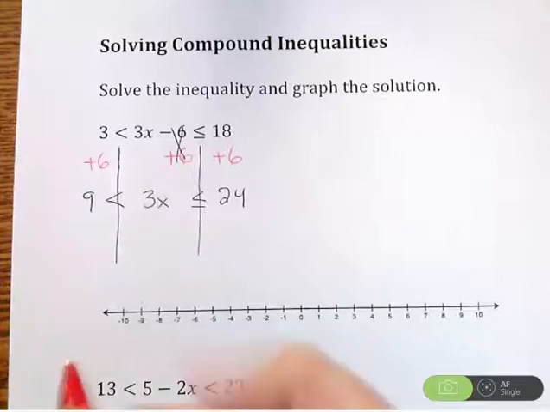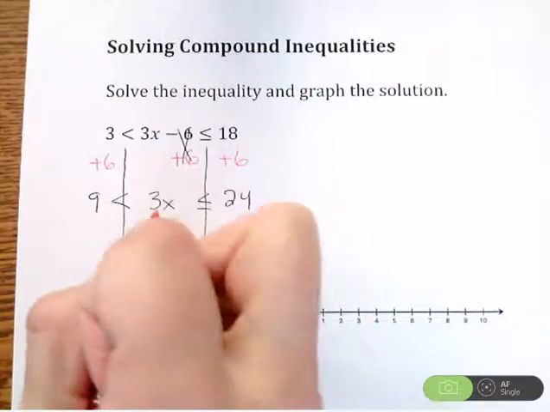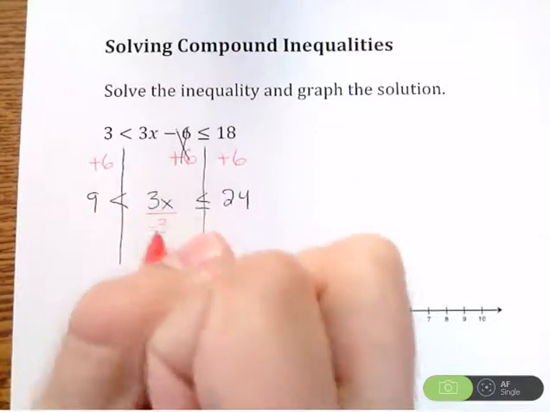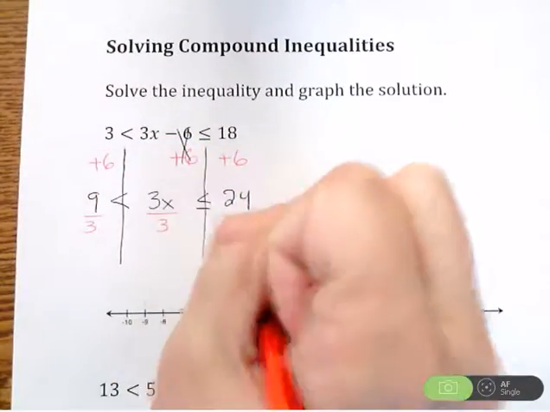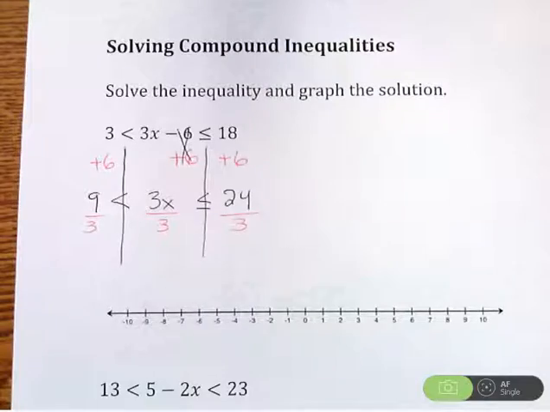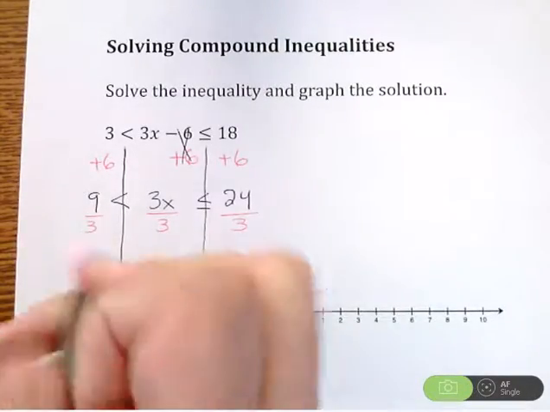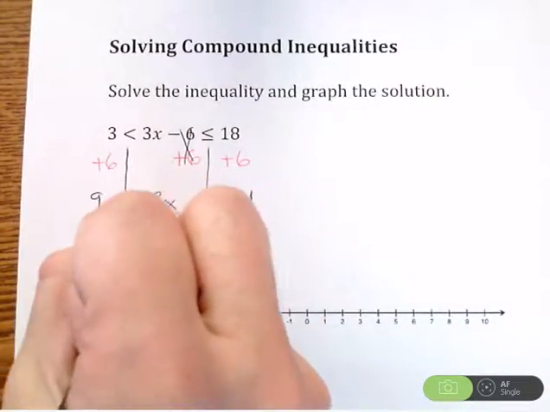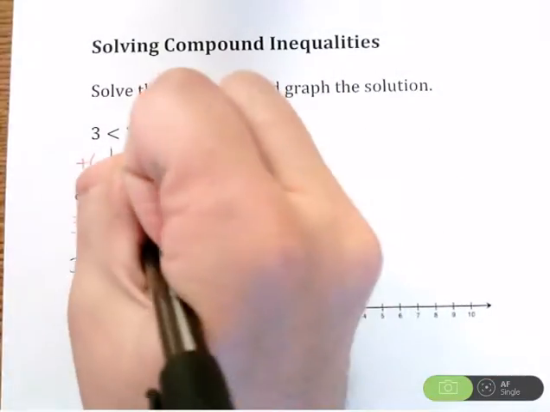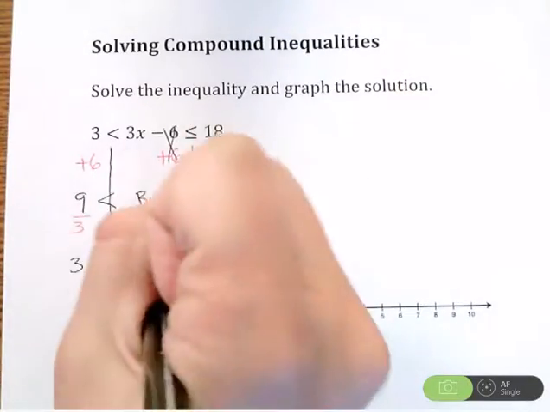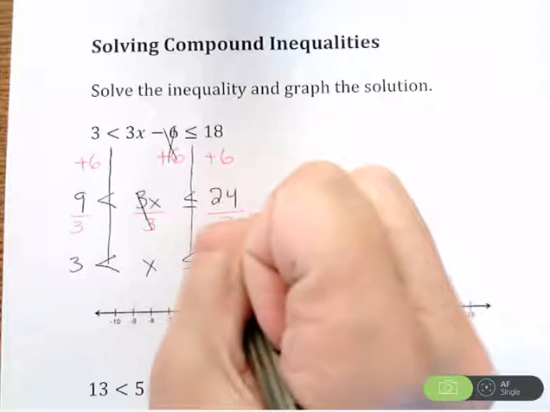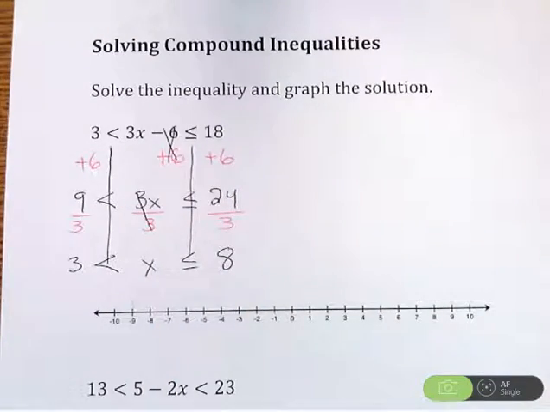Only thing left to do is get that x by itself by getting rid of the 3. This is 3 times x. So I'm going to divide by 3 here, divide on the left, divide on the right. So I have 9 divided by 3, which is 3. Dividing by a positive 3, do not flip the inequality. 3 divided by 3 is 1, so I just get my x. And on the right side, I have 24 divided by 3, which is 8.